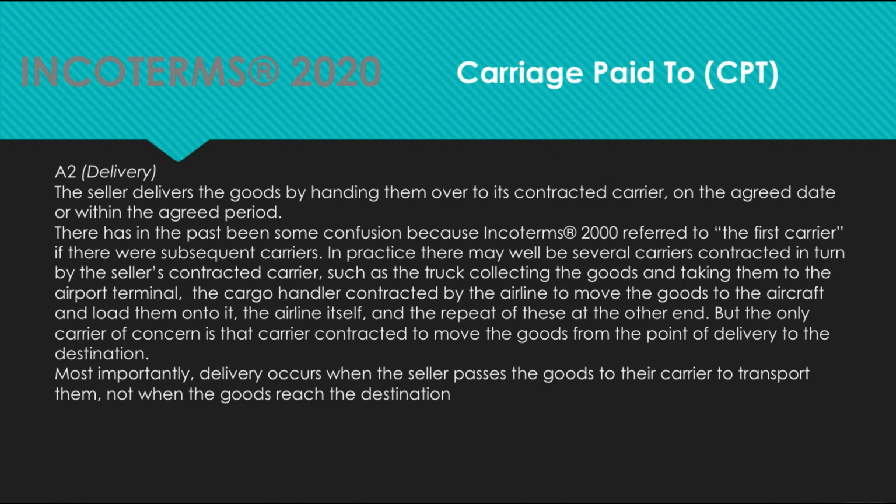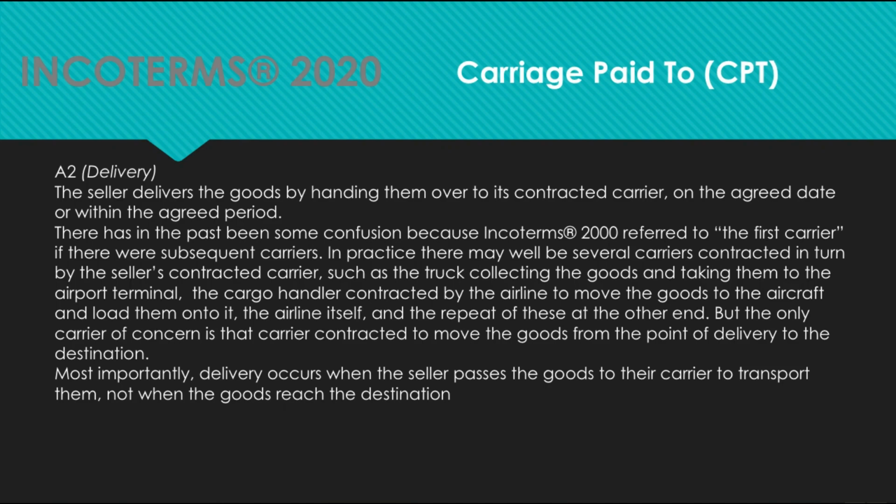In practice, there may well be several carriers contracted in turn by the seller's contracted carrier, such as the truck collecting the goods and taking them to the airport terminal, the cargo handler contracted by the airline to move the goods to the aircraft and load them onto it, the airline itself, and the repeat of these at the other end. But the only carrier of concern is that carrier contracted to move the goods from the point of delivery to the destination. Most importantly, delivery occurs when the seller passes the goods to their carrier to transport them, not when the goods reach the destination.